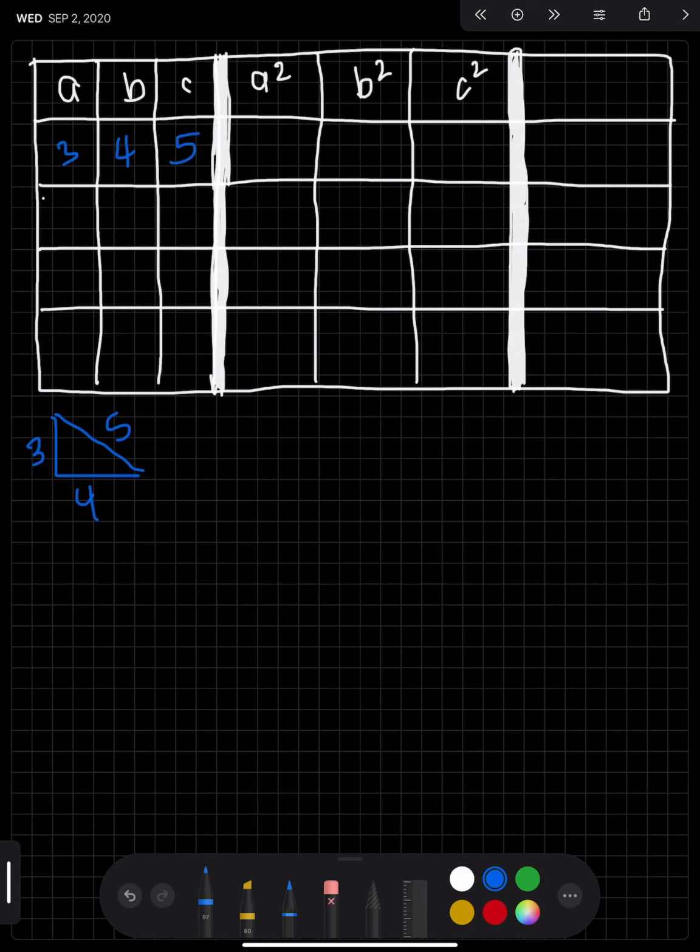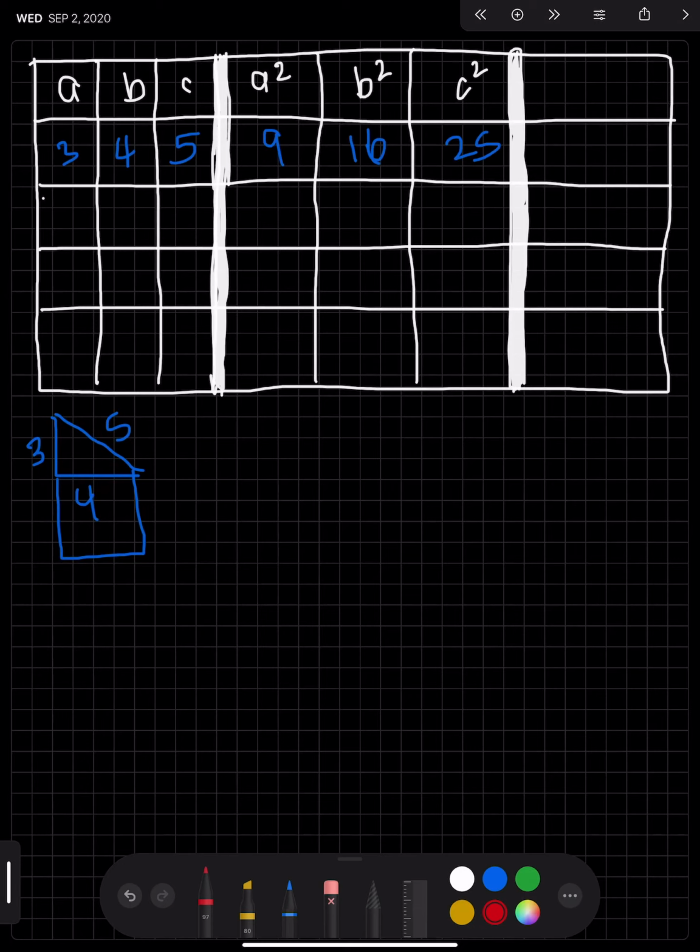When we take a look at the theorem itself, we have a squared, b squared, and c squared. Something happens as we square each of these sides, and a pattern will come up. If we're talking about squaring 3, that means 3 times 3, which is 9, so we're going to fill that in. Then b squared, so that's 4, we're going to square 4, which is 16. And then 5 squared is going to be 25.